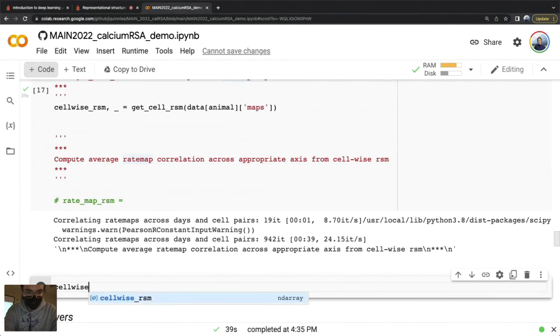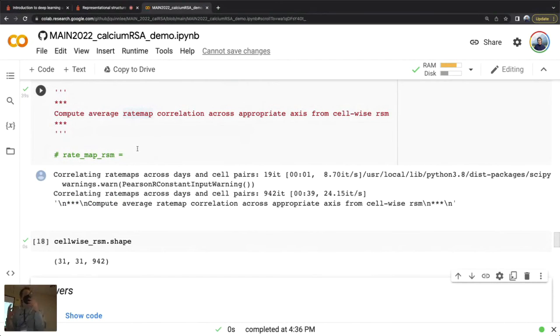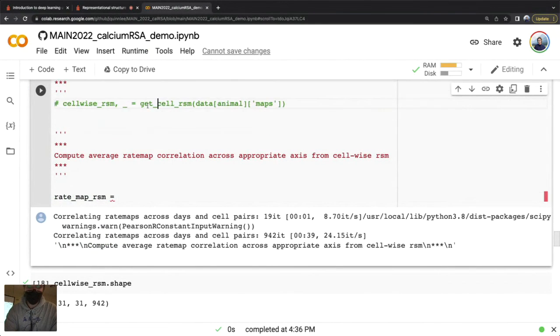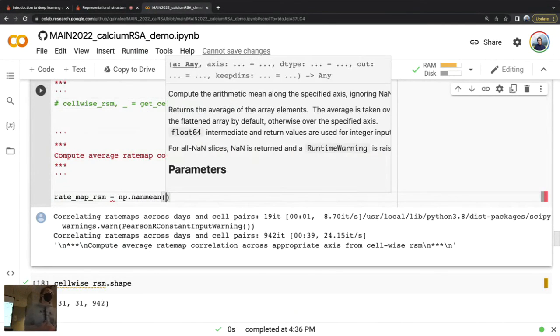So this is called cell-wise RSM now. We have 31 by 31 days and then 942 cells. So if you want to take the average of these similarities across all the cells, what you could do is average across this cell axis, right? But be careful because not all cells are registered on all days. So you need to take care of the nans. There's a function for that in NumPy, which is nan mean.